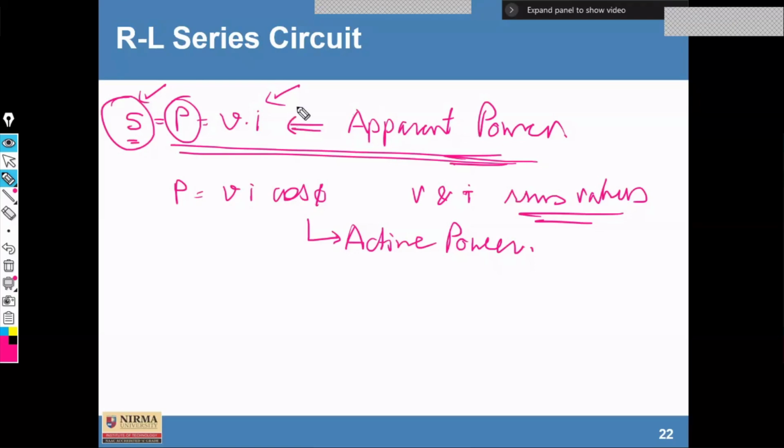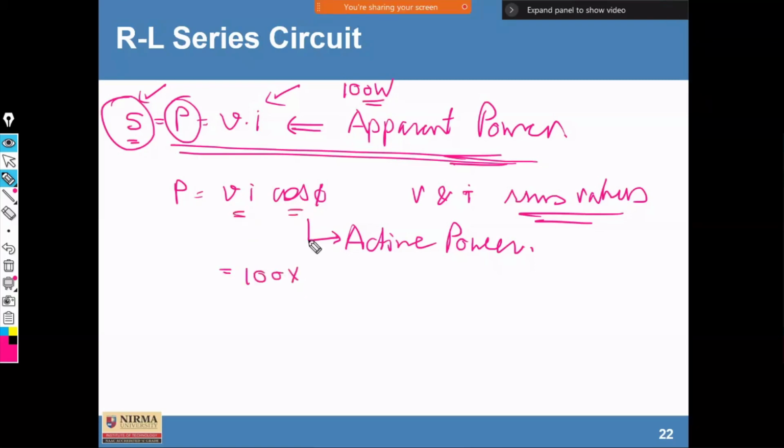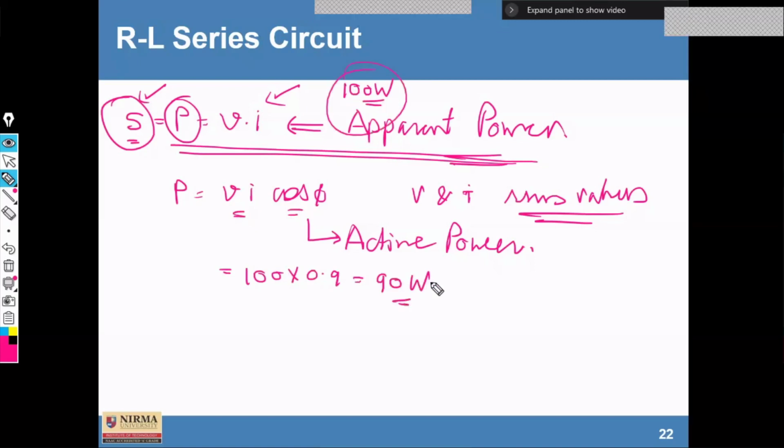Suppose a resistive circuit is connected and it consumes 100 watt power. In case an inductor is connected, either in series or parallel, then this VI product is 100, but if the power factor is 0.9, then the actual power consumed is 90 watt instead of 100 watt. So this is active power, and this active power is really consumed by electrical devices.